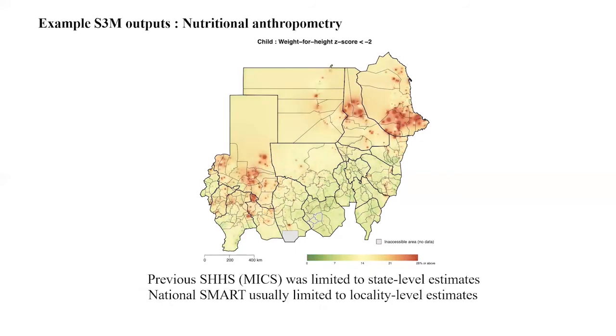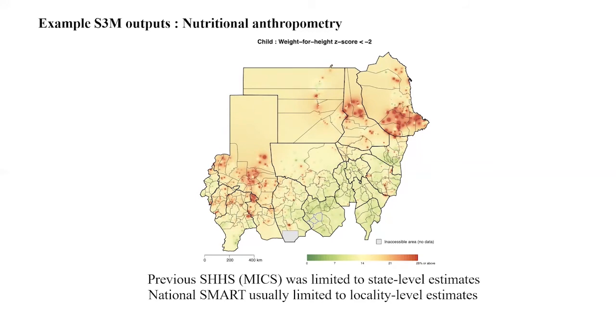This is nutrition anthropometry. This is weight-for-height Z-score less than -2, and we can see that in Red Sea state in the east it is not so good. I think there's Nile state next to it, and then as we approach the Darfurs, we're seeing higher prevalences of moderate wasting by weight-for-height Z-score.